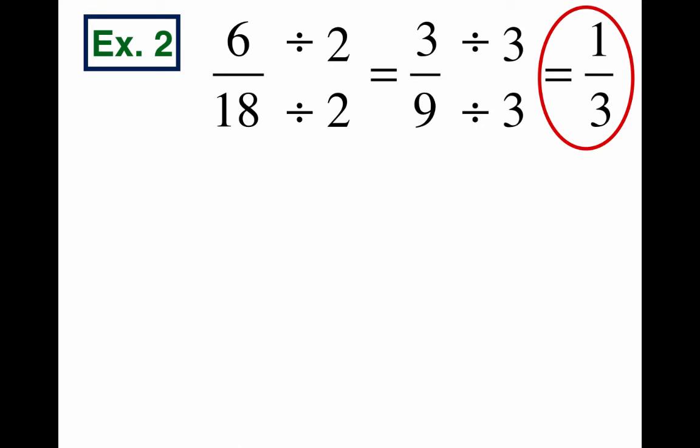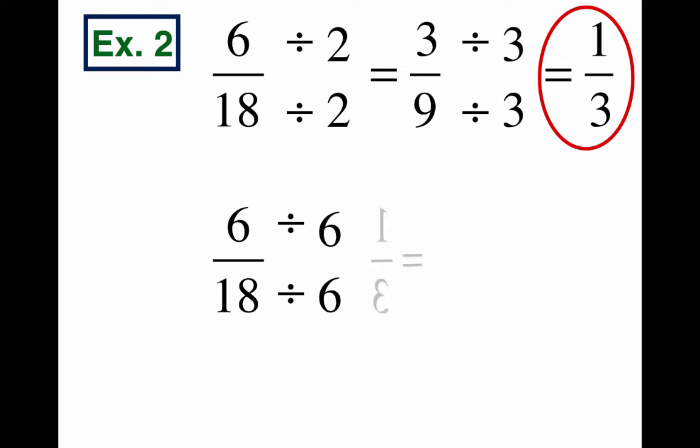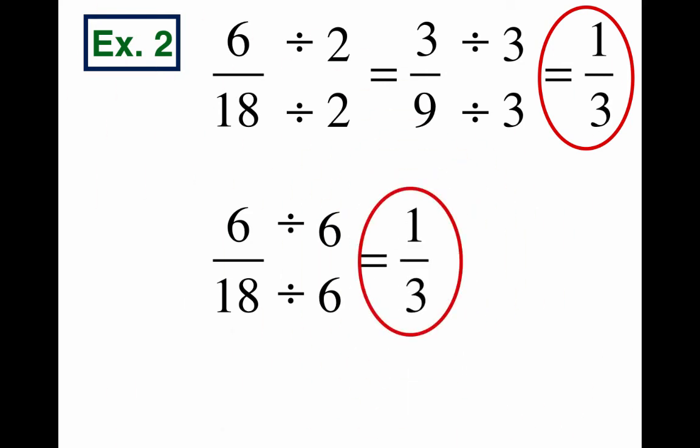That's our simplified answer. Here's another way we could have done this. 6/18ths, instead of dividing it by 2 and then dividing it by 3, we could have just divided right away by 6. 6 divided by 6 is 1. 18 divided by 6 is 3. Same answer, 1/3. A little bit quicker process. So sometimes we divide by the biggest number possible if we can think of it. But if you can't think of it, you can divide by smaller numbers and just keep dividing it down until you get to the simplest fraction.